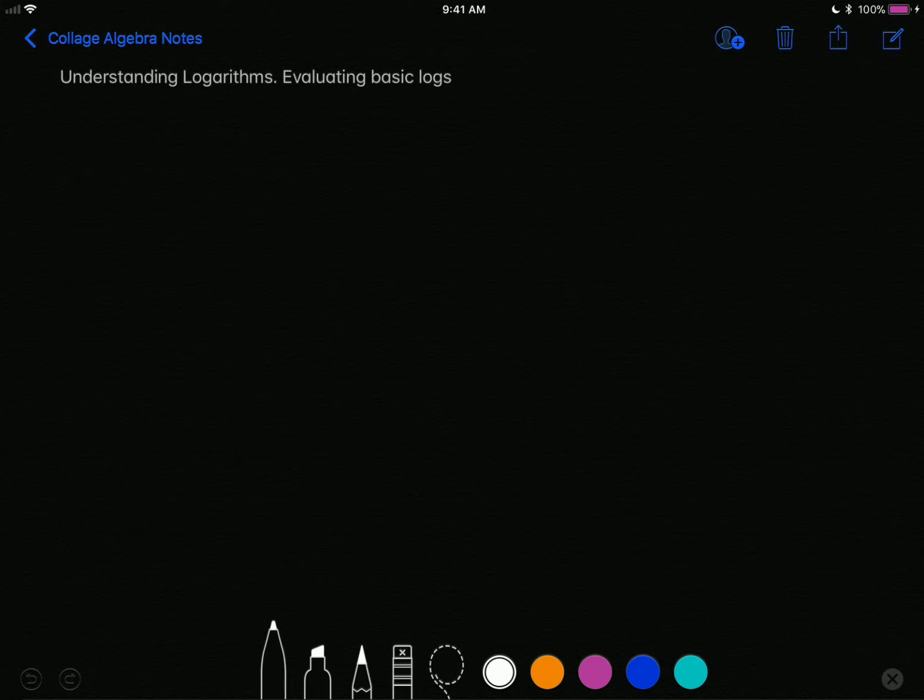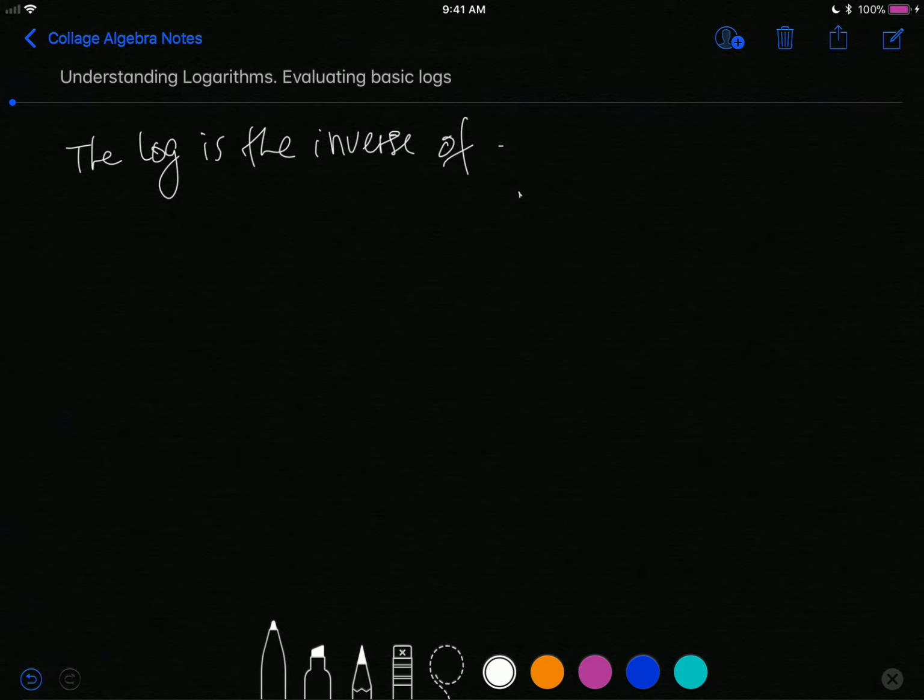Okay, today we're looking at understanding logarithms and basic log functions. First things first, the most basic thing to understand about a logarithm is that the log is the inverse of the exponential function.